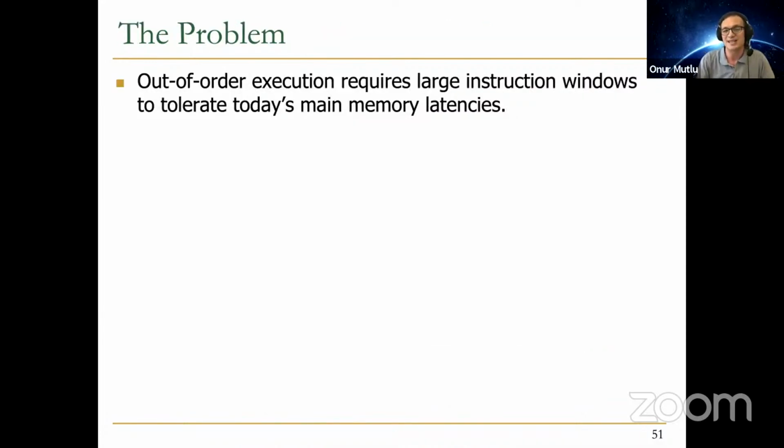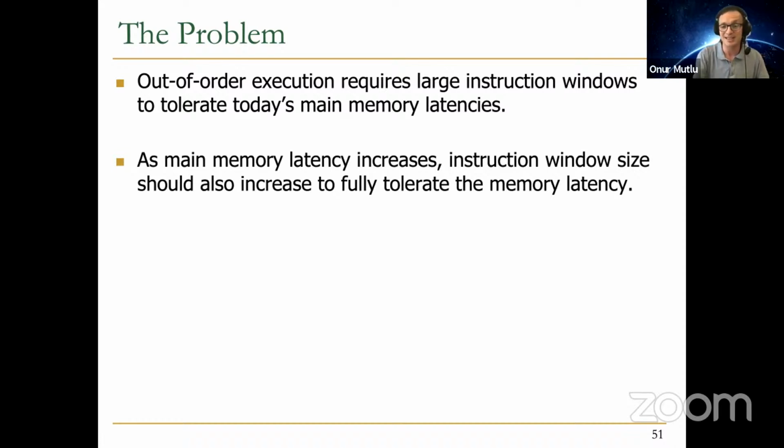So the problem is, as you know very well, out-of-order execution requires large instruction windows to tolerate modern main memory latencies on the order of hundreds of cycles. And as main memory latency increases, we did this exercise, instruction window size should also increase to fully tolerate the memory latency. Remember, we did this exercise when we talked about out-of-order execution and its limits in an earlier lecture.